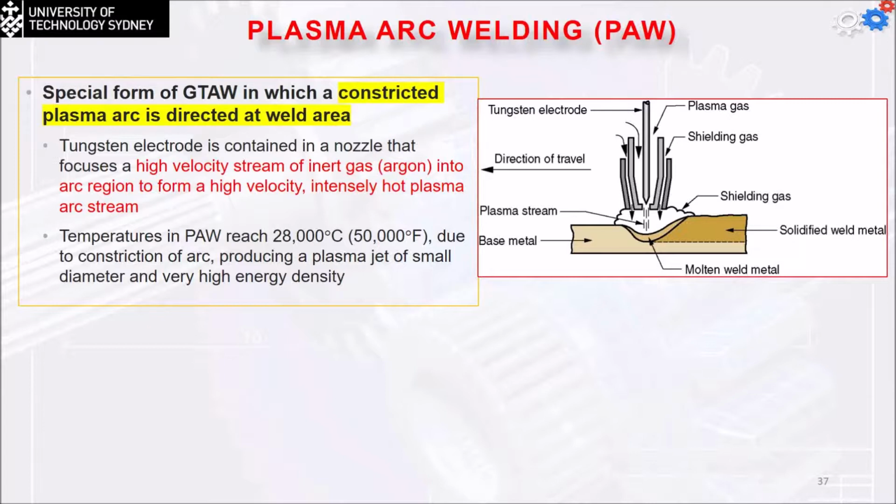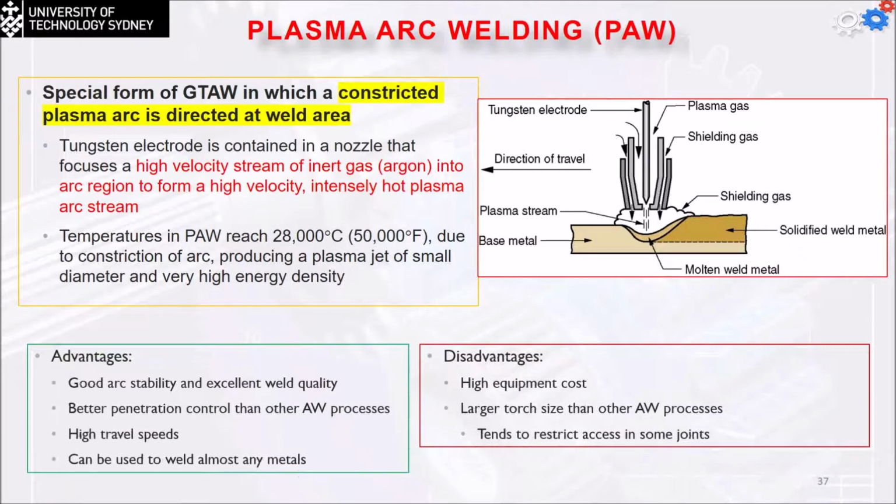The advantages are, first, good arc stability and excellent weld quality, better penetration control than the other arc welding processes, and high travel speed. It can be used to weld almost any metals. But the disadvantage is usually the high equipment cost and the larger torch size than the other types of arc welding. But it's very common to use this one in the automation process. We can put it on a CNC machine to do both cutting and welding.